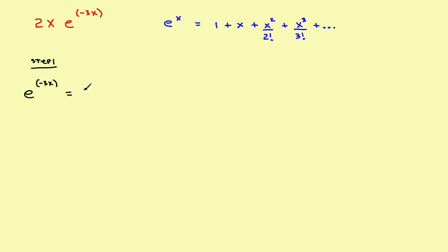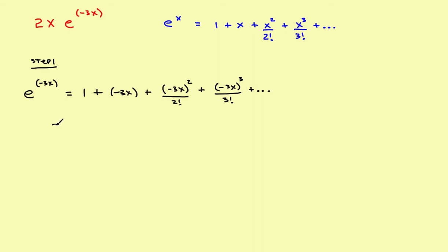And all it requires you to do is everywhere you've got an x, replace it with a minus 3x. So we'll have 1, then plus, and in place of that x, we'll put a minus 3x, then plus, and in place of this x, put a minus 3x, but this time it'll be squared, divided by 2 factorial. Then we've got a plus, then in parentheses again, a minus 3x. This time it'll be cubed, divided by 3 factorial, and then plus, and it'll go on forever. Now it's just a matter of expanding these out.